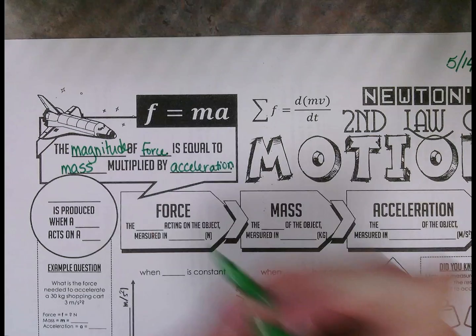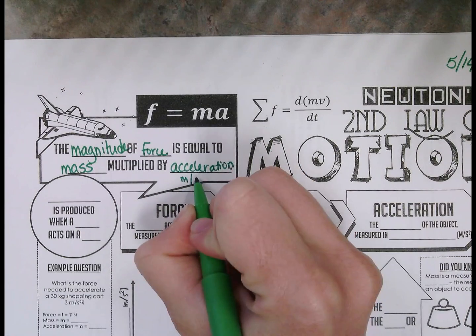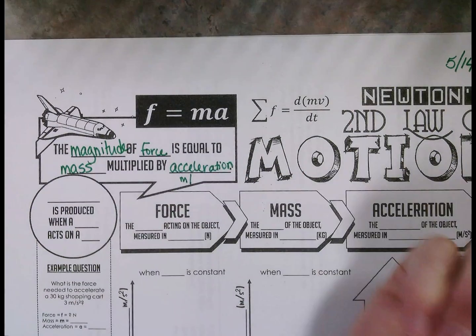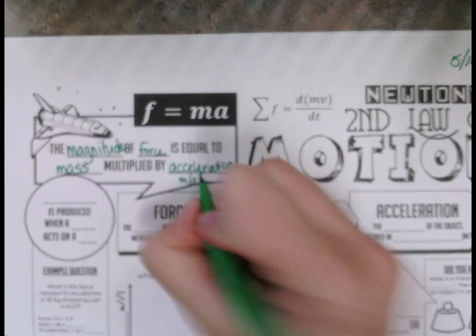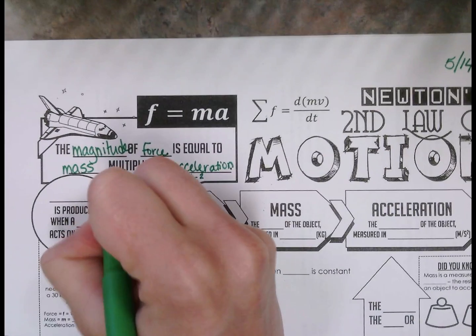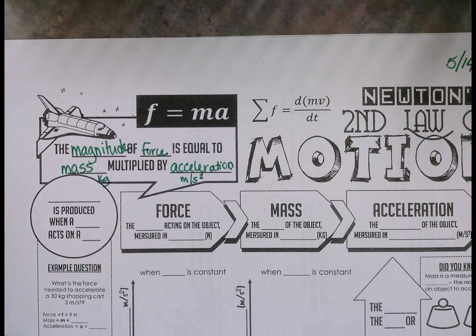Okay. And most of the time this is going to be in meters per second squared. And this is going to be in kilograms. Okay, because we use what the rest of the world uses, which is meters and kilograms, not pounds and feet or inches.